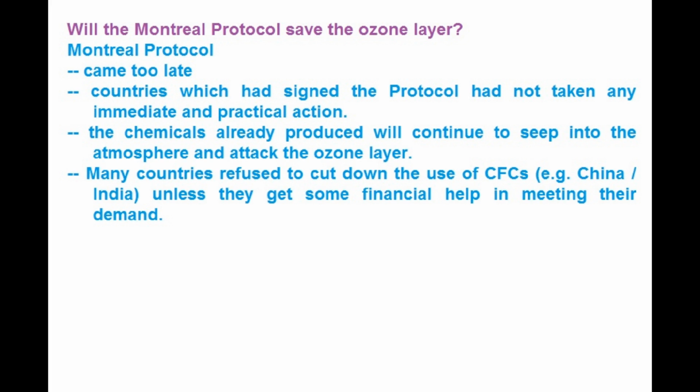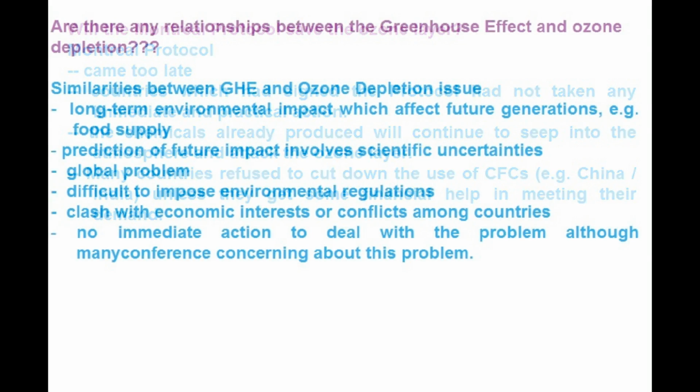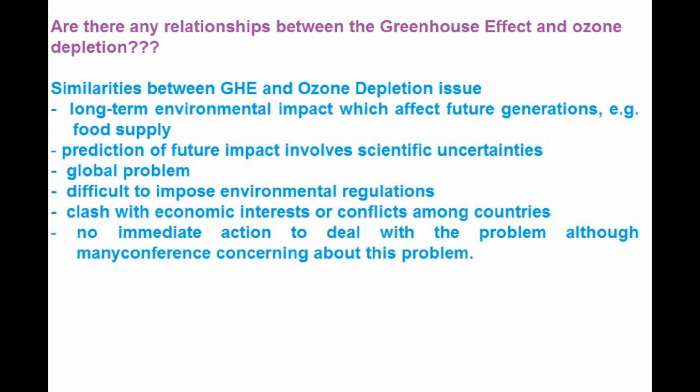Many countries refused to cut down the use of CFCs, for example, China and India, unless they get some financial help in meeting their demand. Are there any relationships between the greenhouse effect and ozone depletion? Similarities between GHG and the ozone depletion issue: long-term environmental impact which affects future generations, for example food supply. Prediction of future impact involves scientific uncertainties, global problem.